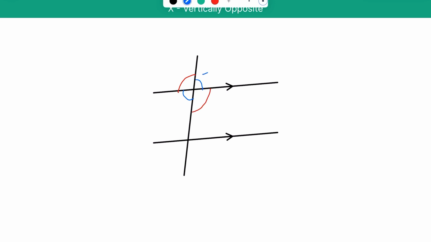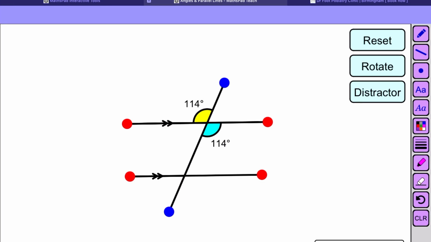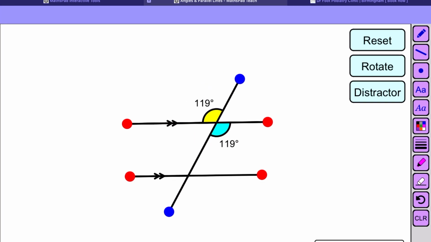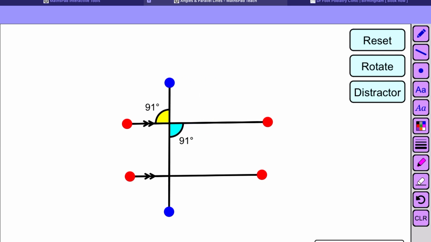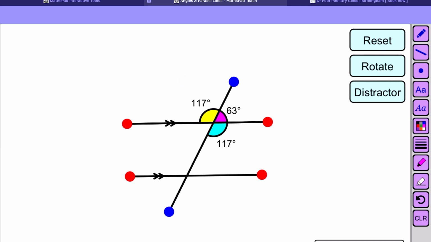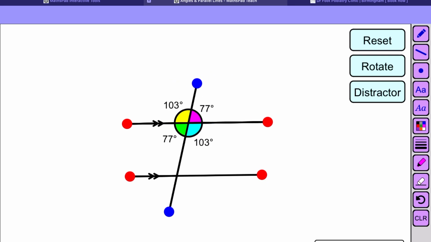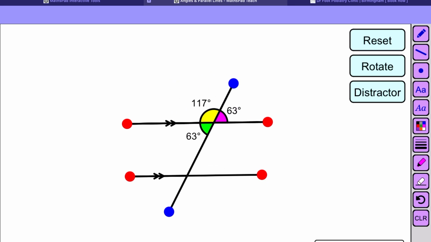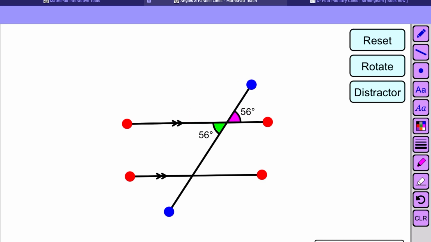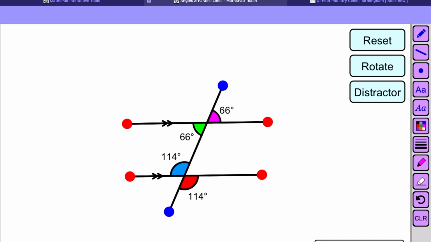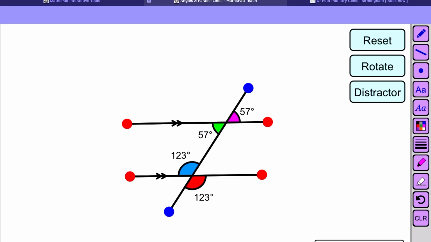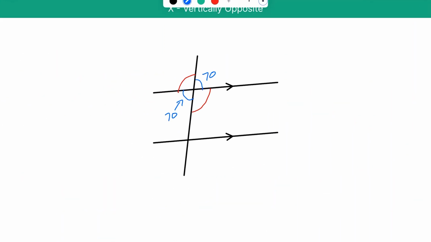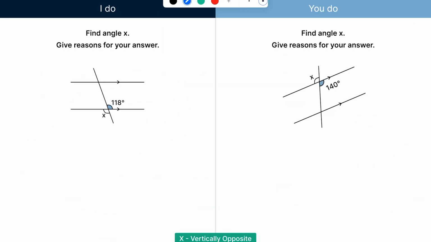So for example, if someone told us this is 70, you automatically know that this is 70 because they're vertically opposite. Now I can show a quick visual on this. So if I come over here, you can see these 2 angles are vertically opposite to each other. They're the exact same, however I move this line. And now if I put these other 2 in, you can see those 2 in the opposite direction are also the exact same to each other, no matter how I move this. So this is called vertically opposite angles, and the same applies down here. You can see however I move this line, these angles that are vertically opposite to each other are exactly the same.